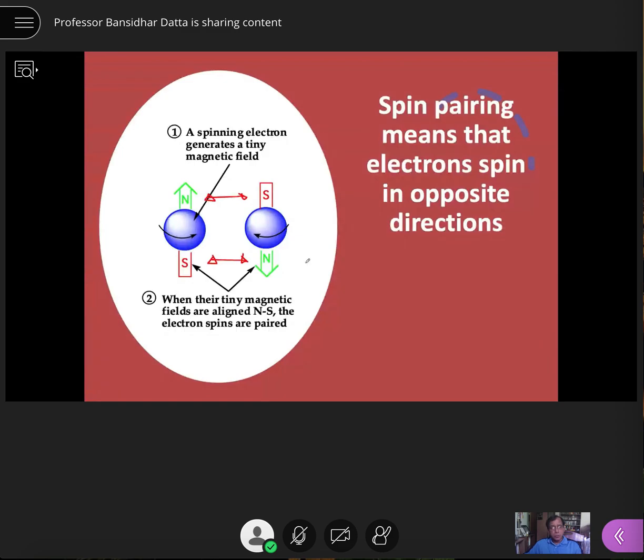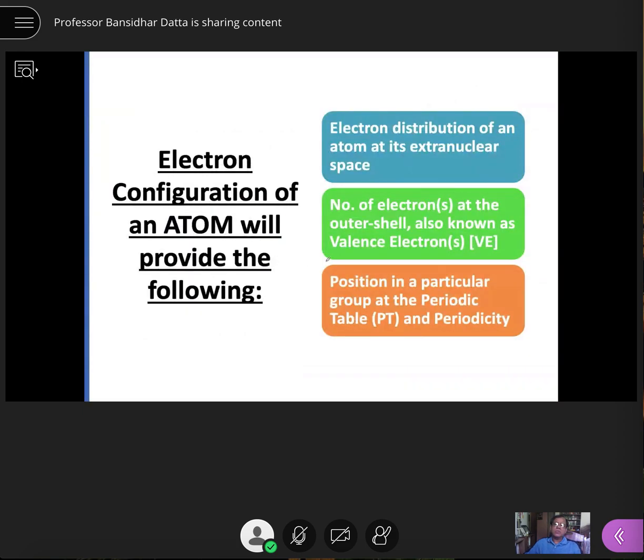So once again, we have the rule of 2. Any subshell, orbital, whatever it is, can hold a maximum of 2 electrons due to spin pairing. Everybody okay with it, right? All right. Then let's go to the electronic configuration of the atoms. That will provide the electron distribution of an atom in the extranuclear space, the number of electrons at the outer shell, also known as the valence shell, and the position in the periodic table. These things you can get from the electronic configuration.